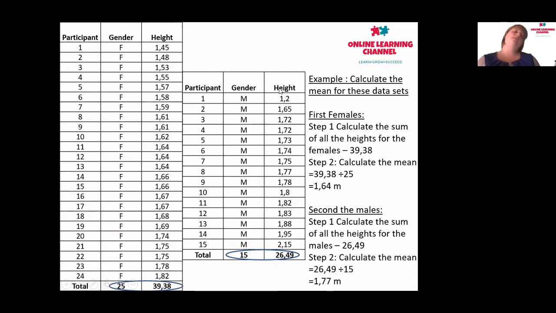The second one, you're going to do the male. Step 1, calculate all of the heights for the males, 1.2 plus 1.65 plus 1.72. So you're going to add all of them up. You're going to get 26.49. Then again, there's 15 of them in the group. So divided by 15, you get a total of 1.77. So in other words, the mean for these data sets, for the females is 1.64 and for the males is 1.77.